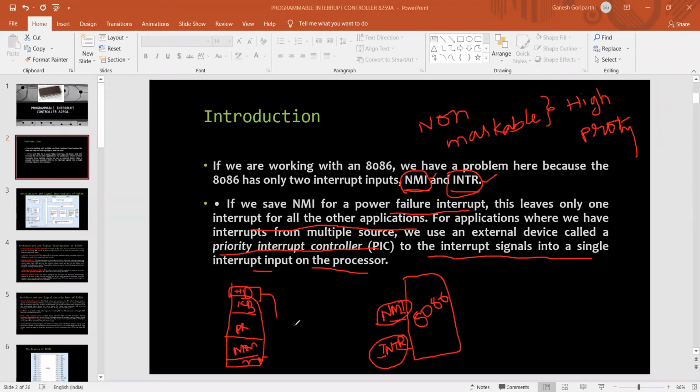This hard disk has to communicate with the processor. Keyboard has to communicate with the processor. Printer, monitor, and what are all the different devices we have? Suppose mouse. So these many interrupt signals are being sent to the microprocessor because all this has to communicate with the processor for performing a single task.